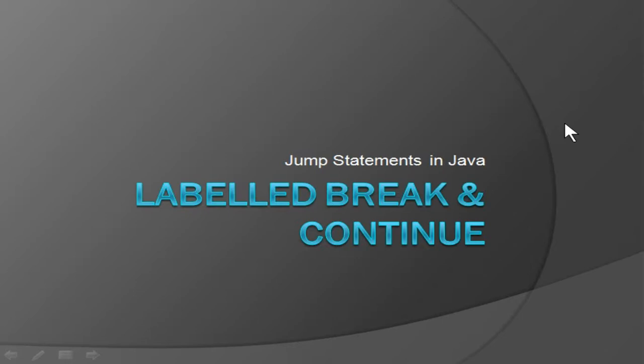The continue statement, on the other hand, works like this: when the loop is being executed for a number of iterations and a continue statement is executed in the body of the loop, it skips that iteration and goes on to the next iteration. So the loop does not terminate, it continues to the next iteration. This is how it works.